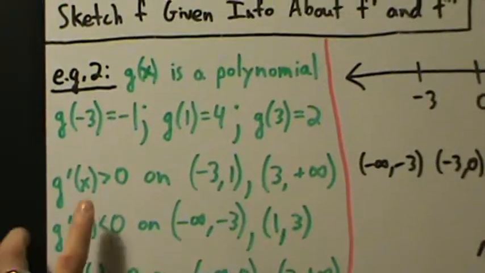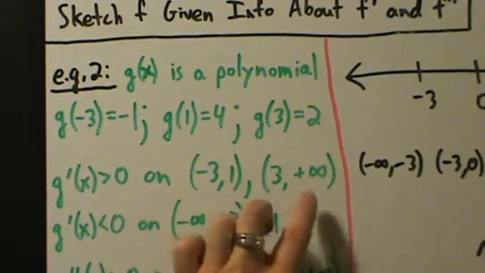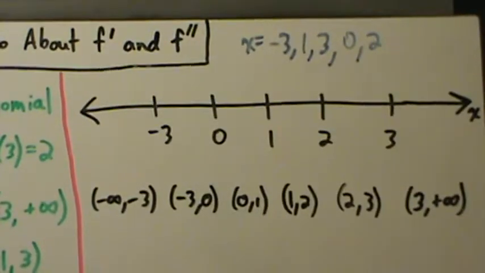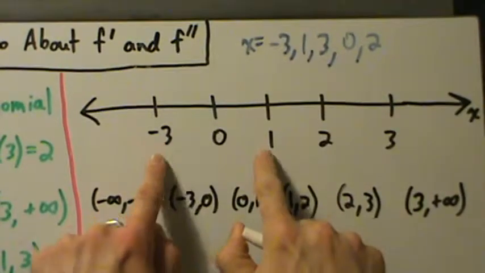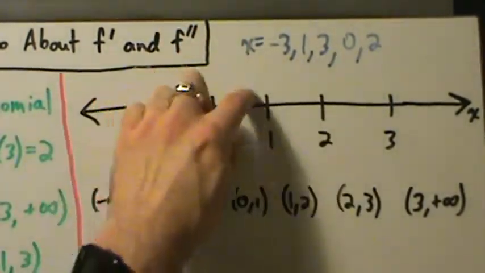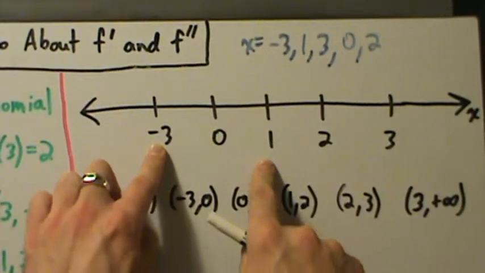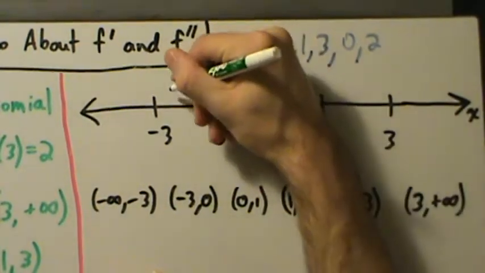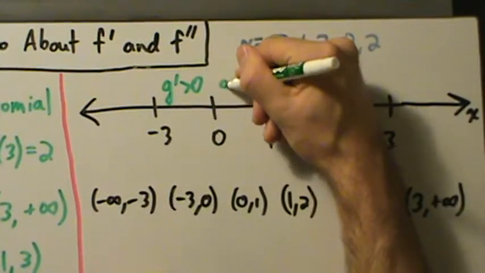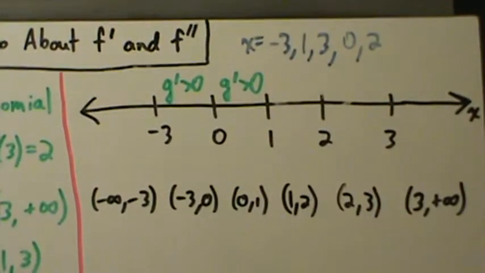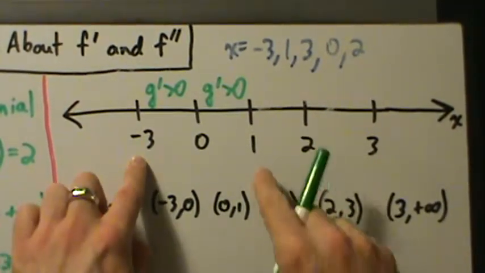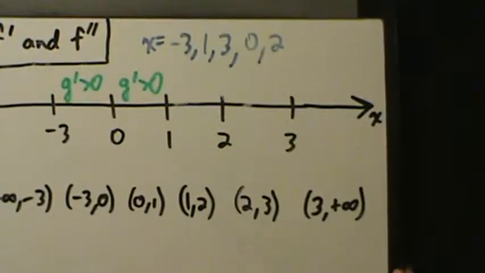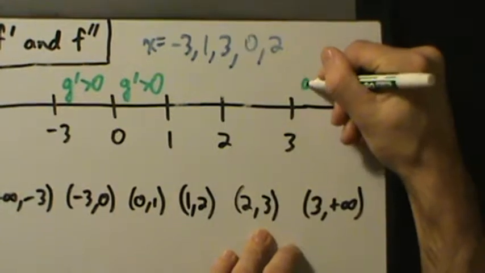okay, g prime is positive from -3 to 1 and 3 to infinity. Okay, so from -3 to 1, we know g prime is positive. On this whole piece here, on both of these 2 intervals, from -3 to 1, that includes -3 to 0 and 0 to 1, we're told that g prime is positive. So label that in each little interval here. So from -3 to 1, g prime is positive. We're also given that g prime is positive on 3 to infinity. Okay, so 3 to infinity is just this interval here. So g prime is positive here.